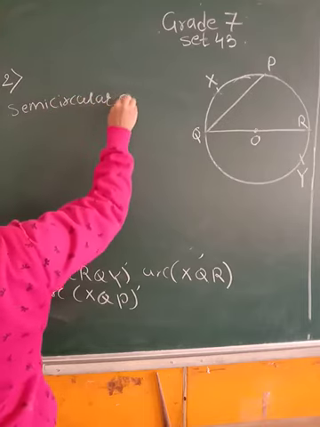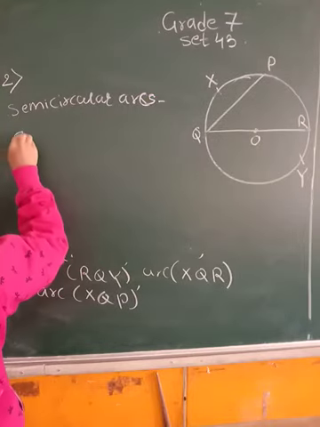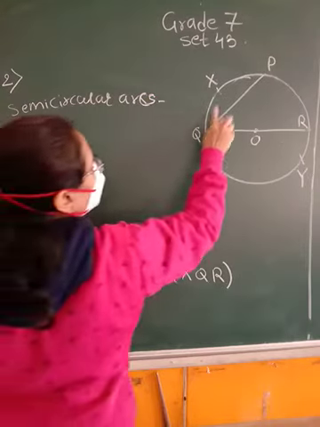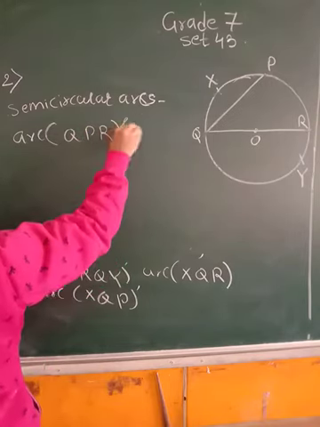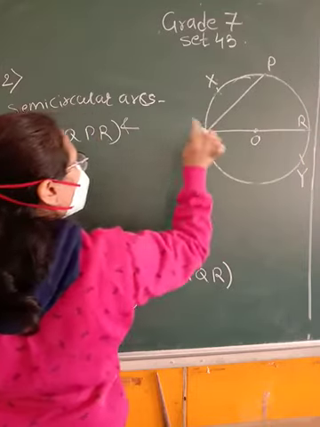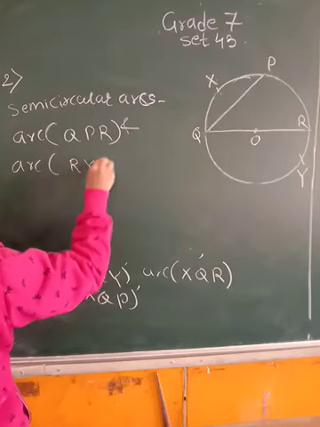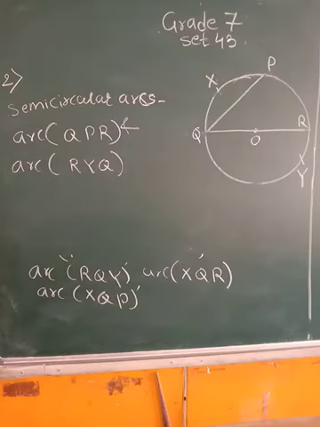Semicircular arcs. So first is arc QPR, and you have arc RYQ. You can also write QYR, doesn't matter. Okay? So this was the second question.